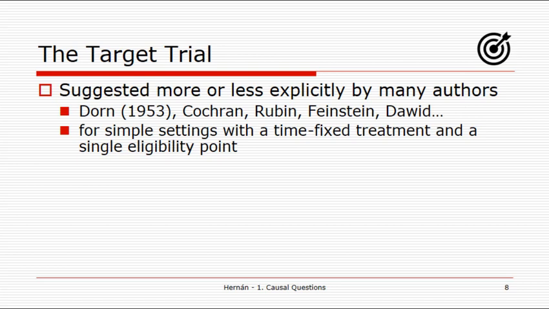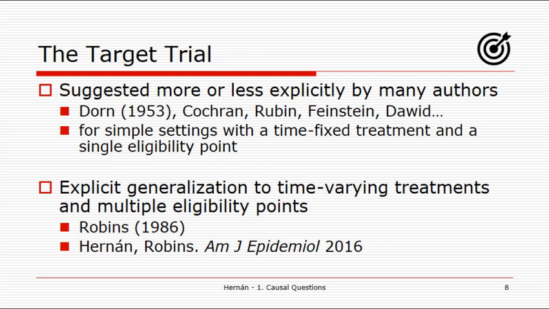Don Rubin, who was Cochran's graduate student, was doing that also in the 1970s. Alvan Feinstein at Yale, who was a clinical epidemiologist, was also talking about that, and Sir Richard Doll in England, etc. So many people in the field of causal inference have been thinking of the analysis of observational data as an attempt to emulate some trial. Jamie Robins in the 80s, also at Harvard, made this concept more general, because Jamie Robins is the first person who started talking about how to make causal inference when treatments vary over time.